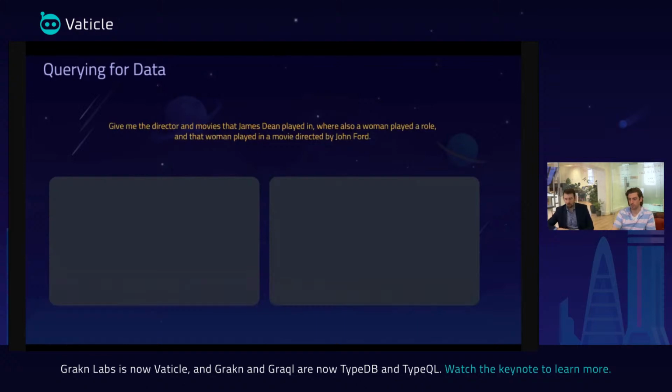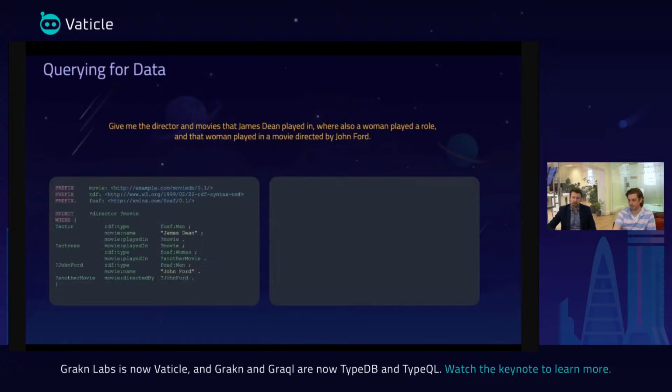And a more complex query would be the following: give me the director and movies that James Dean played in, where also a woman played a role, and that woman played in a movie directed by John Ford. Now that query could look like so, and in TypeDB we could look at a query that looks like this.